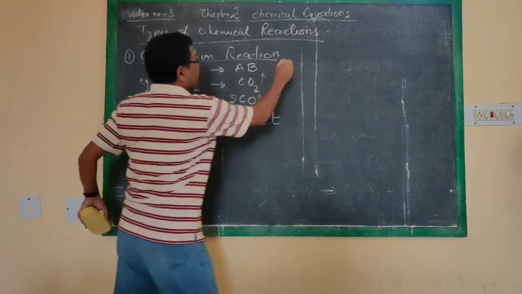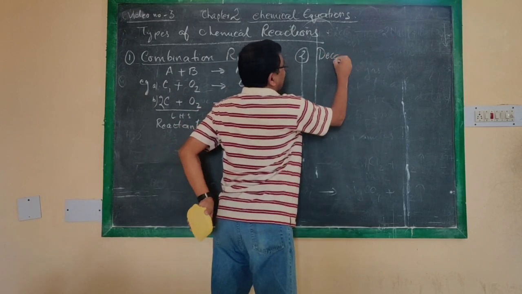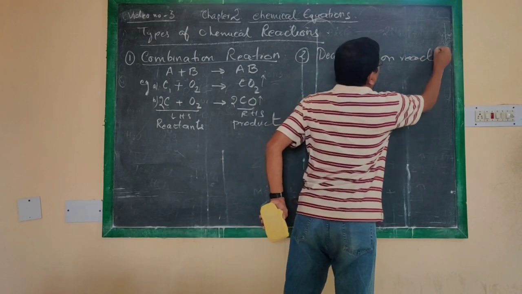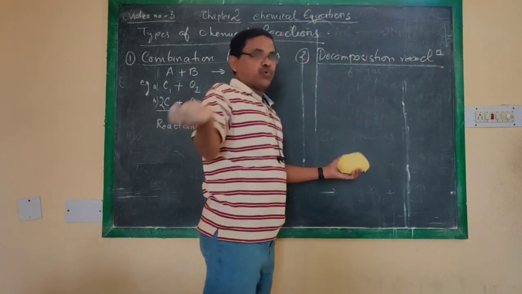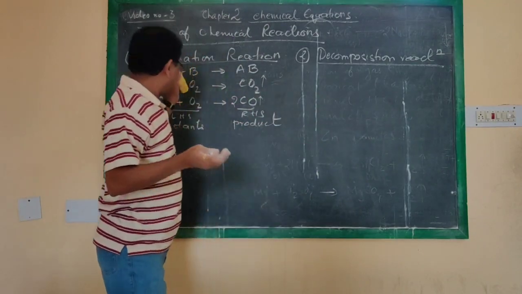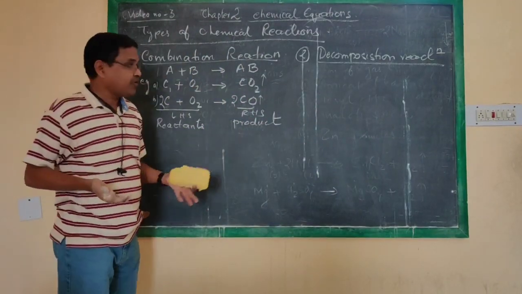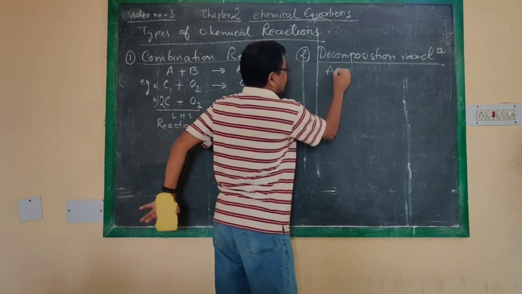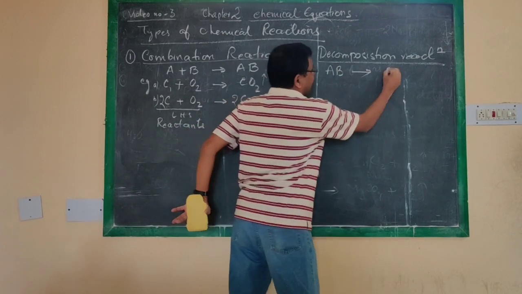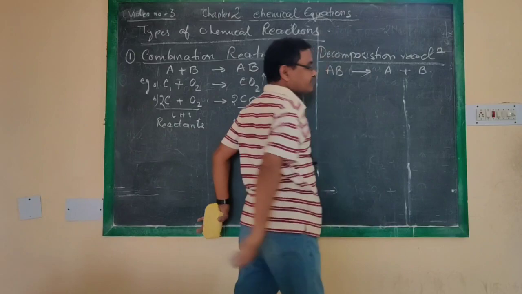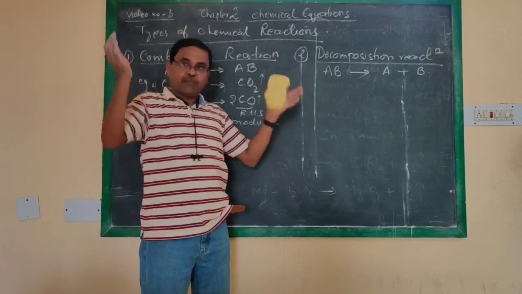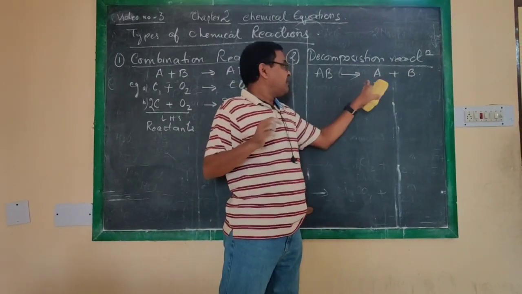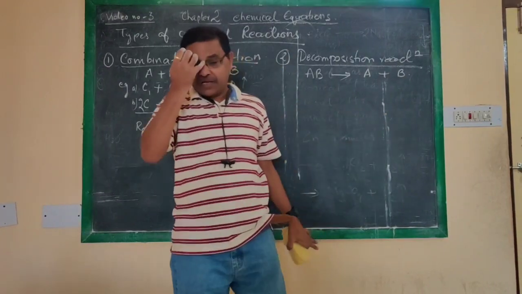Second one is a decomposition reaction. What does this mean? Decompose means to split. Here two elements combined together to form a compound, but here one compound is splitting into two different elements. That means AB is splitting into A plus B. AB is a big compound, breaking down into two parts, A and B. We call it a decomposition reaction.